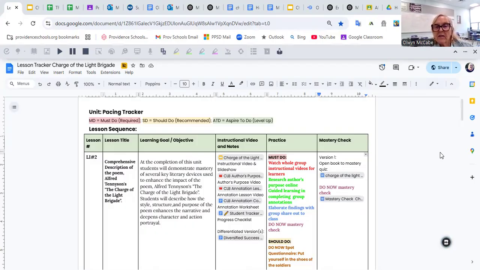So we have the learning objectives stated clearly, and then we have a list of the materials and notes that I will use with the students.